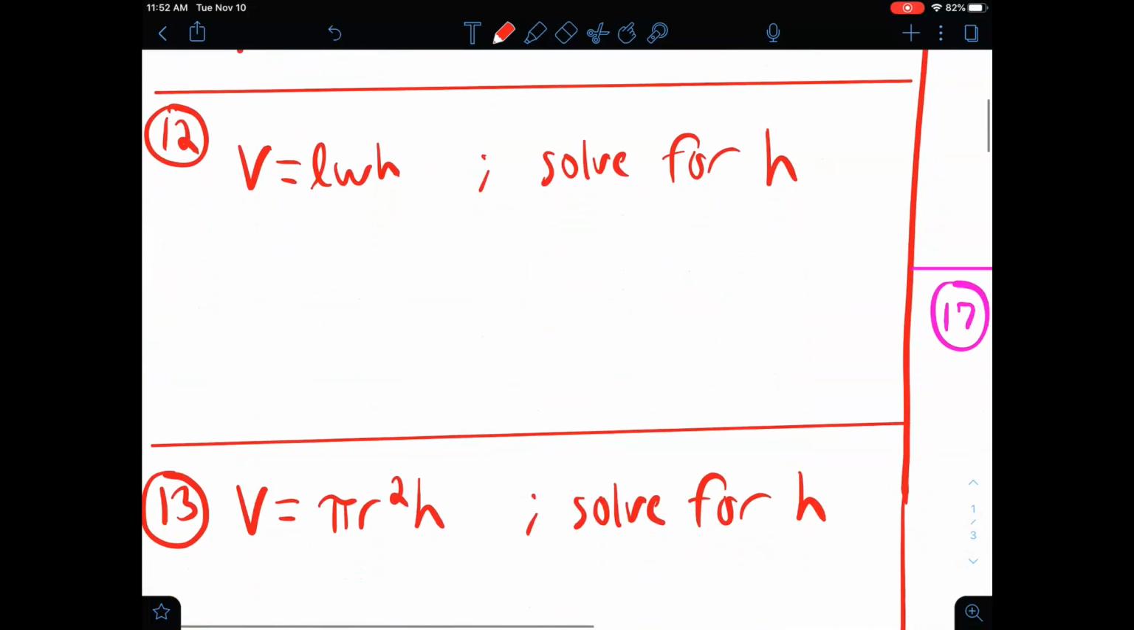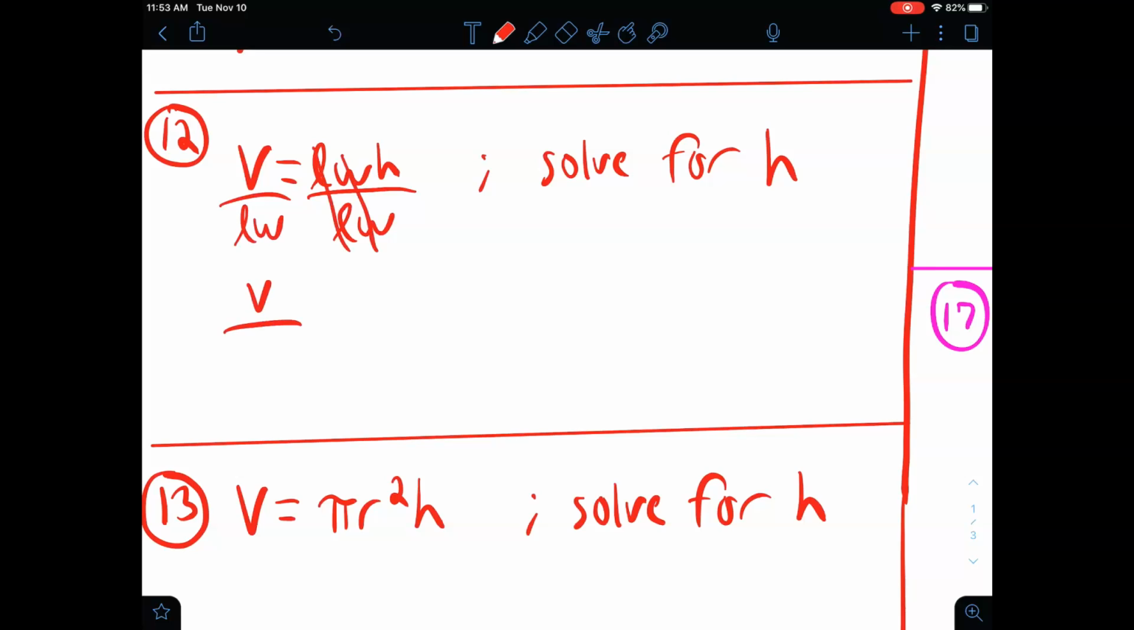All right, number 12, V equals LWH. We're solving for H. We want to get H by itself. So we have V equals LWH. We're trying to get H by itself. So what's happening to the H with the L and the W? Well, it's being multiplied, L times W times H, right? So to undo multiplying by LW, we're going to divide by LW. We can divide by two things at once like this as long as they're being multiplied. These are going to cancel.